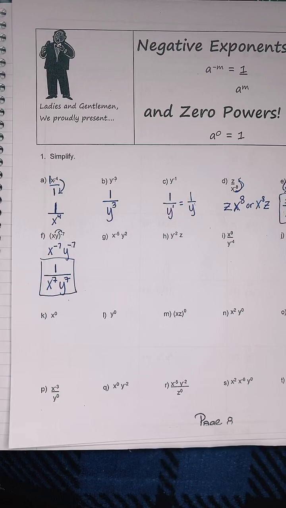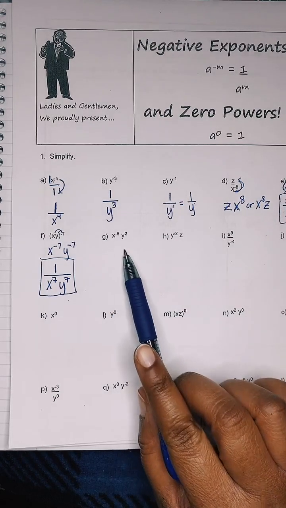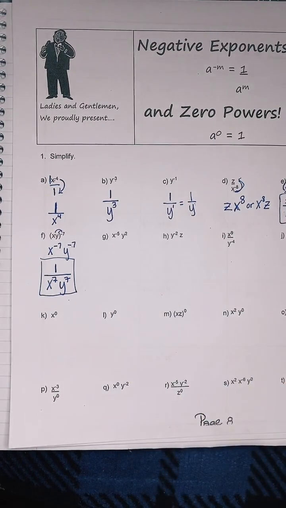9th graders. Okay, what about G? What do you guys do for this one? Can you simplify negative 2x to the 2nd power? Nope, we can't simplify that. That's already simplified. So y to the 2nd, x to the 5th.